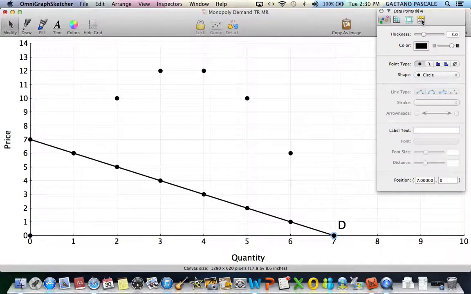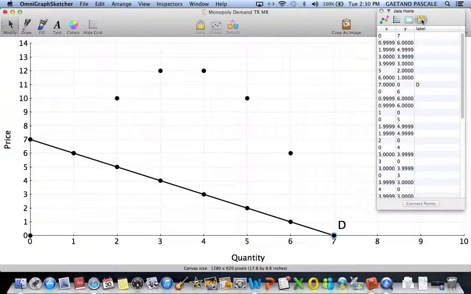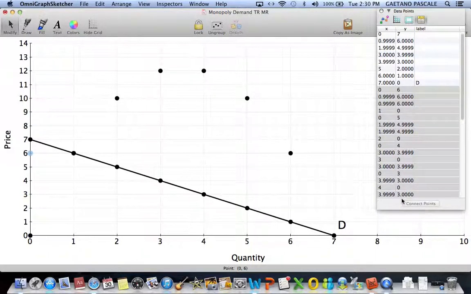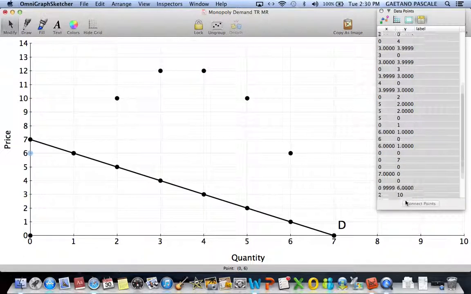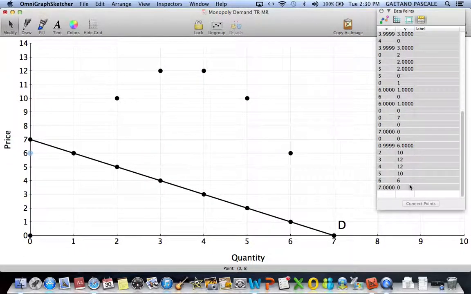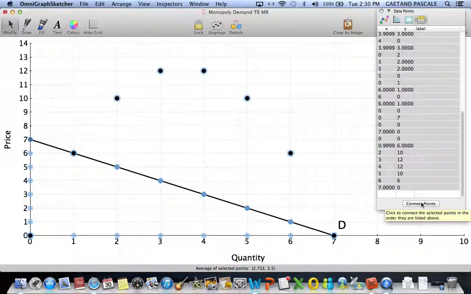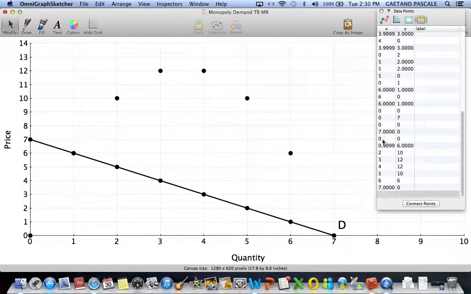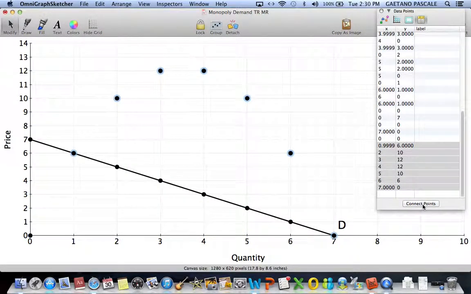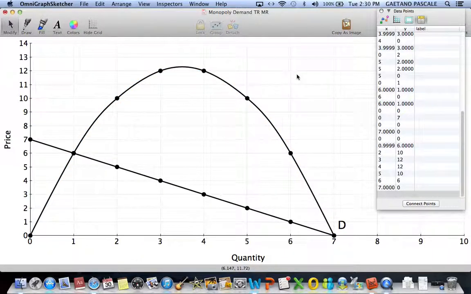Alright, so if I go in and select those points, let me highlight those. These are just the ones I want to highlight right there. Oh, I want to go to here. So there is our total revenue.